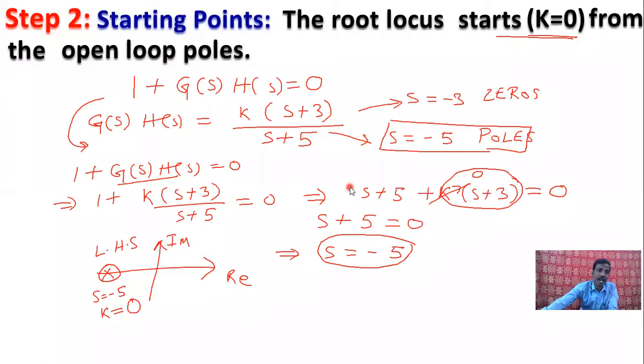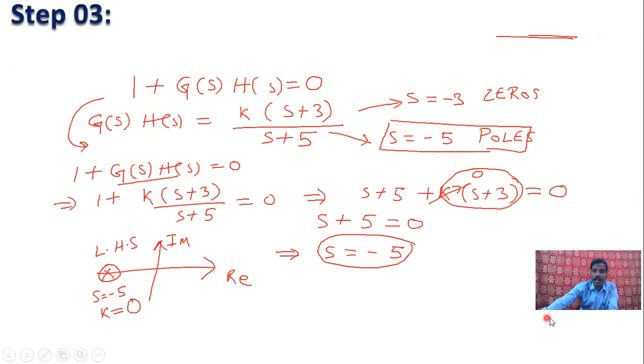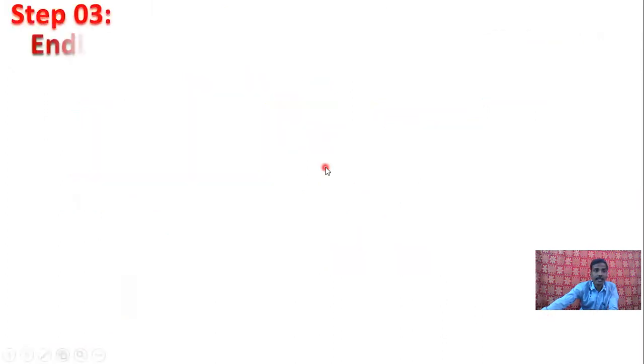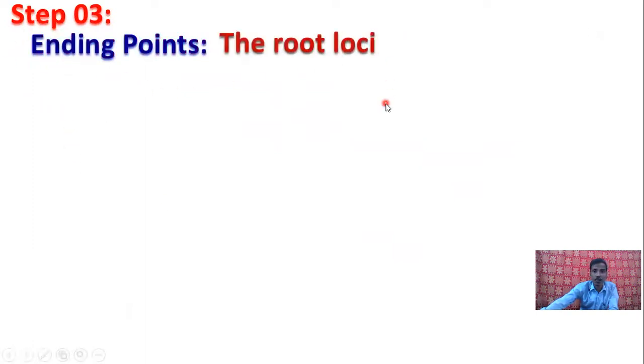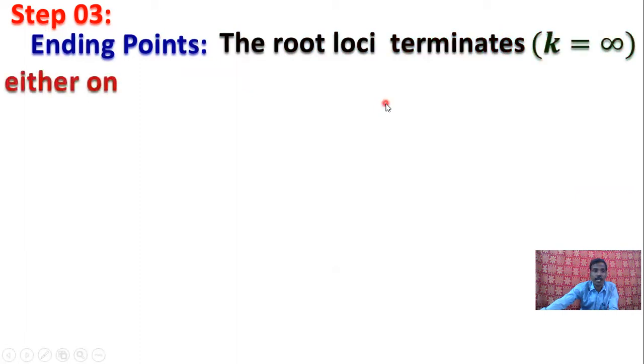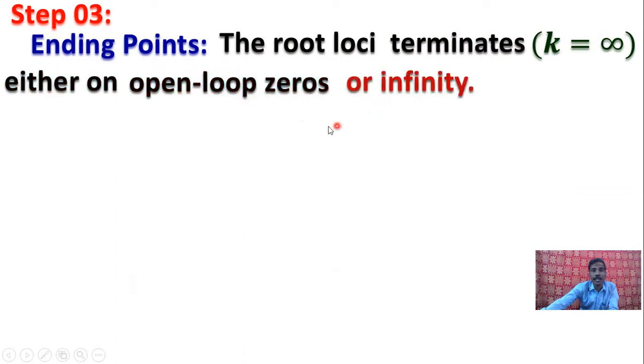So what is the ending point or terminating point? The root locus terminates at k equals infinity, either on open loop zeros or at infinity. This is also very very important, a very important definition.